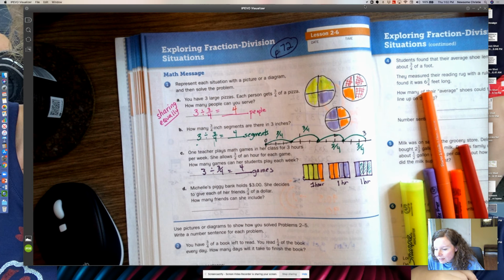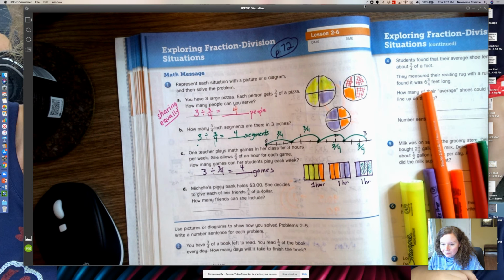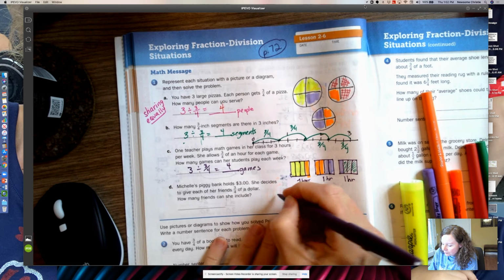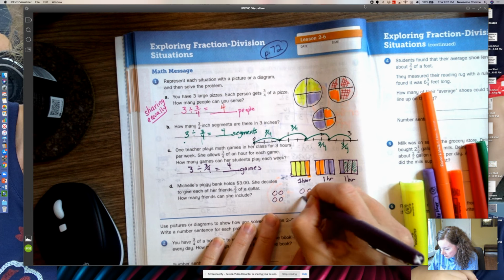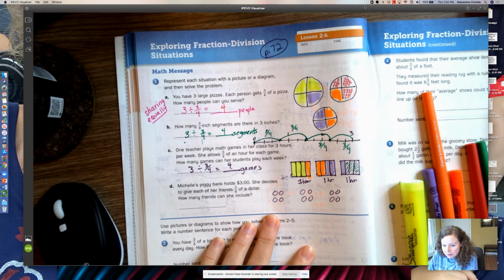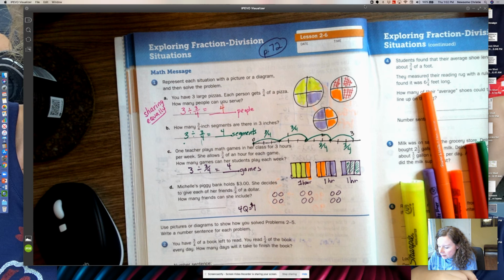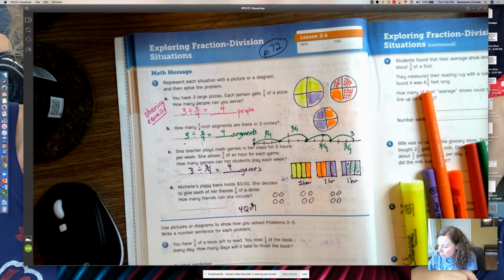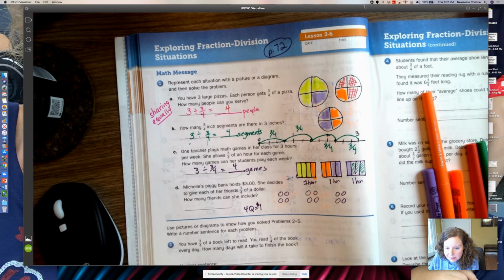Now here's the way my brain thinks about this. Anytime I'm thinking money, I really think money. So $3, I'm thinking 4/4 is a dollar. 4/4 is a dollar, right? 4/4 equals $1. And she's going to give each of her friends 3/4 of a dollar. So how many friends is that? Well, we know it's going to be 4, right?